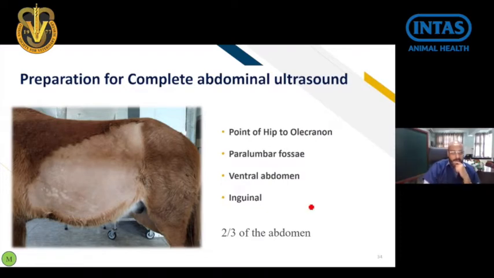So when we talk of the preparation for the complete abdominal ultrasound, that means you are going to do a complete abdominal ultrasound like this, from the point of hip to the olecranon, the paralumbar fossa, ventral abdomen and inguinal region. And the literature says that you can do two thirds of the abdominal scanning by a complete abdominal ultrasound.